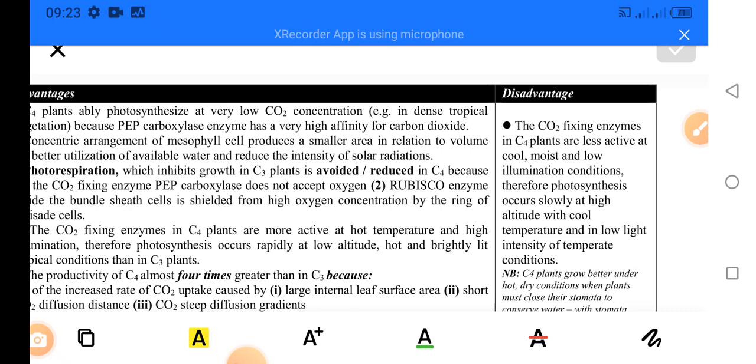Then let us look at the disadvantages. Normally, when we look at the disadvantages of C4 plants, it is only one, where we say that the carbon dioxide fixing enzymes in C4 plants are less active during cool, moist, and low illumination conditions. Therefore, photosynthesis occurs slowly at high altitude with cool temperatures and in low light intensity of temperate conditions.